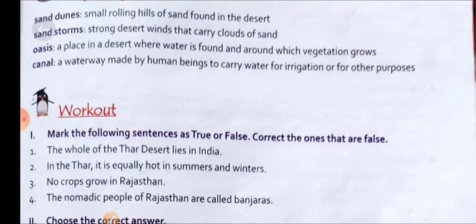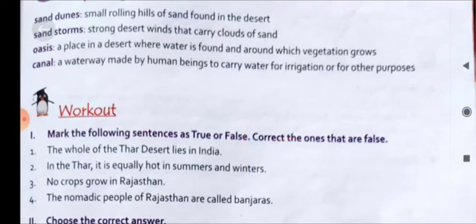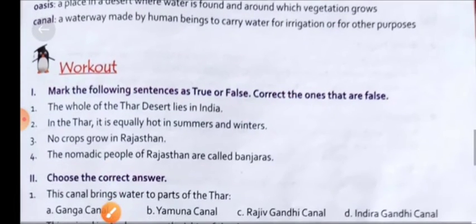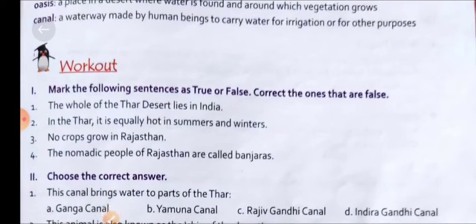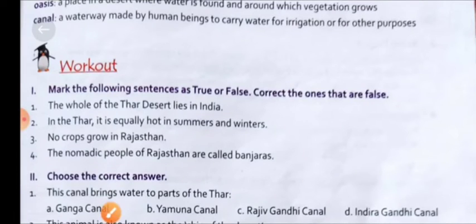And next is: no crops are grown in Rajasthan. Okay, no crops are grown in Rajasthan. It is also false because wheat, millets and bajra also grow there. These crops need some water, so these crops are grown in this region. So this statement is also false. The nomadic people of Rajasthan are called Banjaras. So this statement is true because the nomadic people of Rajasthan are called Banjaras; they are nomadic and they also used to trade.